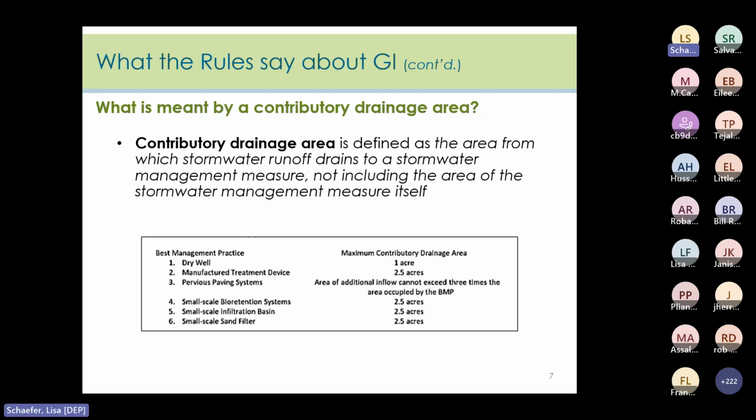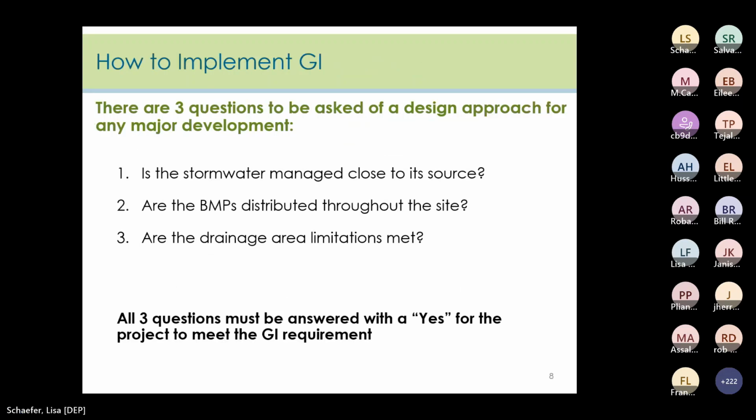Okay, next is how to implement GI into a project or make sure it has been properly implemented. The fact sheet includes a metric to help anyone evaluate if GI has been properly implemented. With any design, the 3 questions that are shown here must all be answered with a yes for the project to meet the GI rule requirement. The reviewer will confirm that the answers are correct. So let's go through these questions individually.